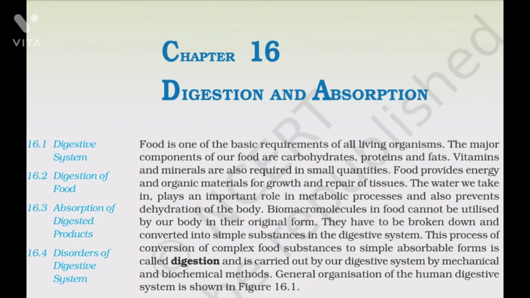Biomacromolecules in food can't be utilized by our body in their original form. They have to be broken down and converted into simple substances in the digestive system. This process of conversion of complex food substances to simple absorbable form is called digestion and is carried out by our digestive system, through biomechanical and biochemical methods. General organization of the human digestive system is shown in figure 16.1.